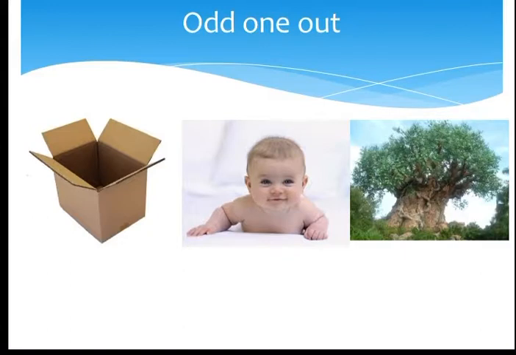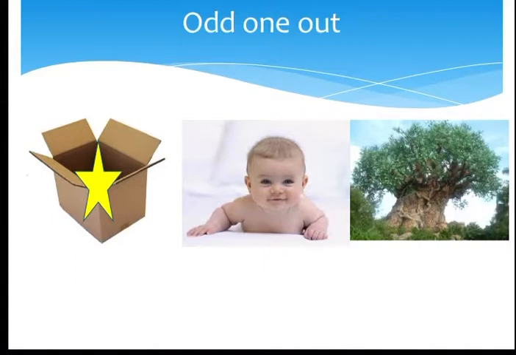Here we have three different things. We have a box, a baby, and a tree. Now, what I'd like you to decide, thinking about what we've just talked about, something being alive, dead, or has never lived, I want you to look at those three pictures and decide which one you think is the odd one out. Have a think. Okay, so the answer is box.